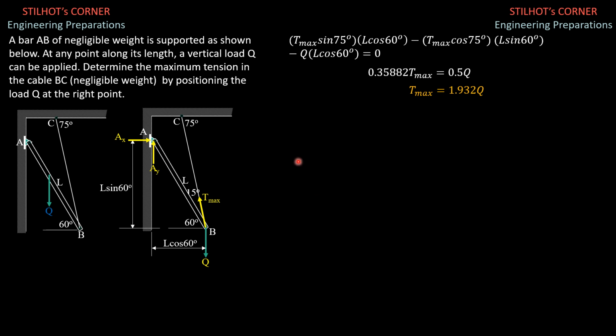Here is another video about the solutions to the two-D equilibrium problems given as quiz problems. So this is the first. A bar AB of negligible weight is supported as shown below. So this is the figure. At any point along its length, a vertical load Q can be applied. So it may be anywhere on this length AB here.